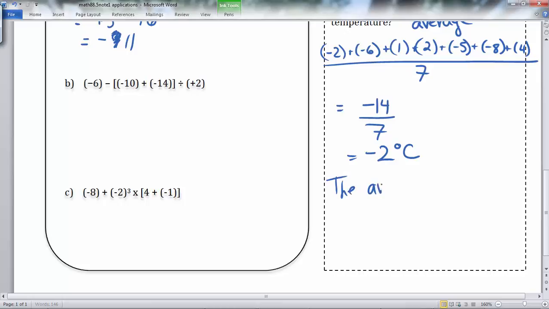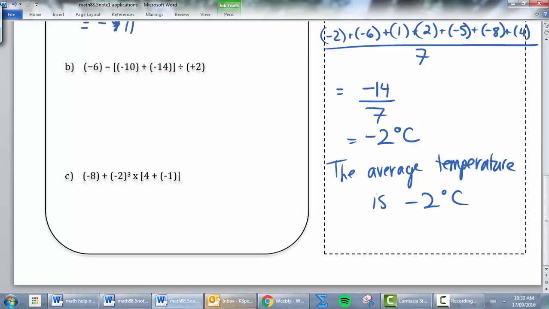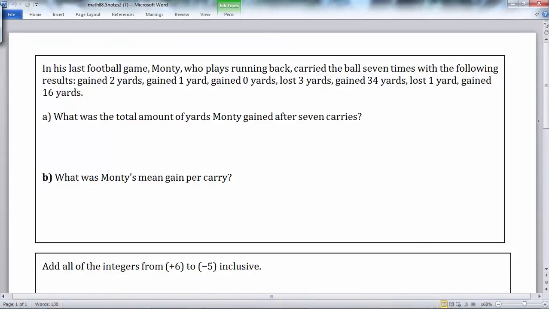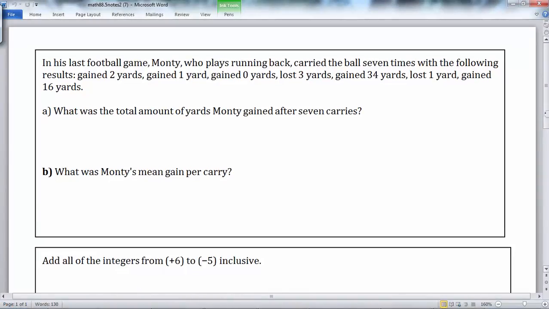The average temperature is -2 degrees Celsius. Great. All right, why don't you turn the page over? And we got a question here.